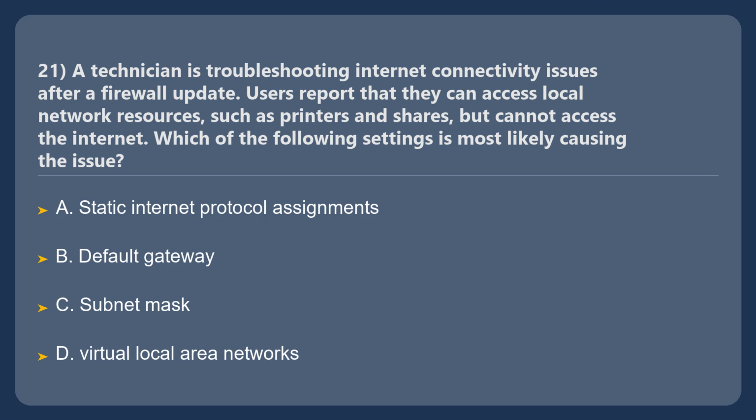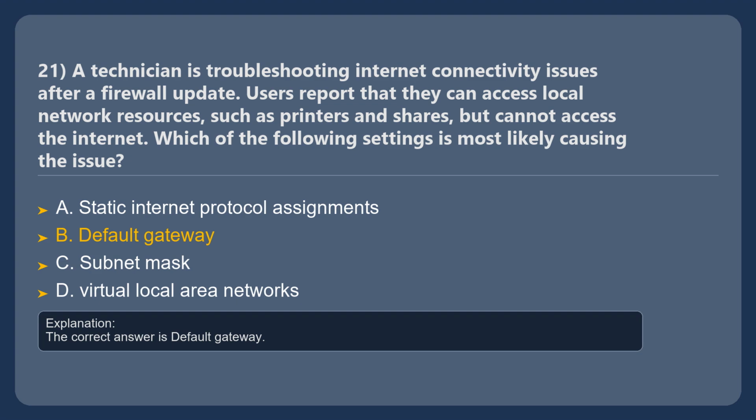Option C, subnet mask. Option D, virtual local area networks. The correct answer is option B, default gateway.